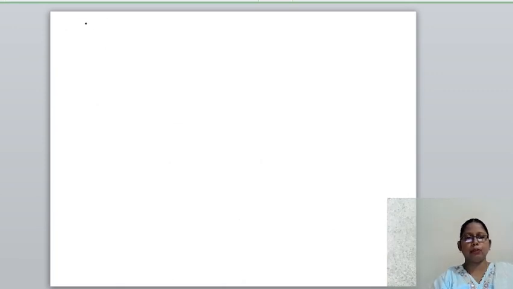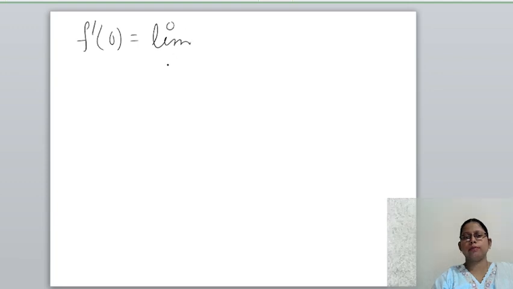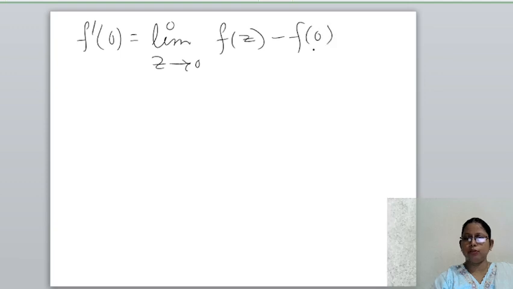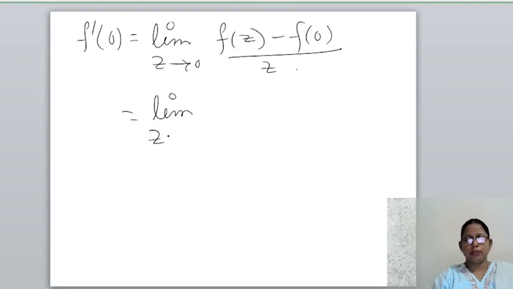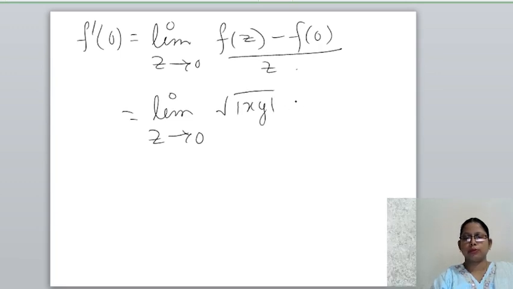Next, the derivative of f at 0 is equal to limit z tends to 0 of f(z) minus f(0), divided by z. Our function here is square root of modulus of xy, and if we put xy equal to 0, this value will be 0. Minus 0, divided by z. z is x plus iy. z is a complex number.